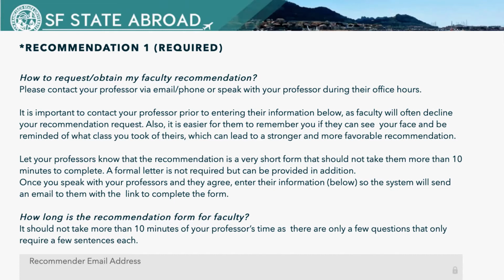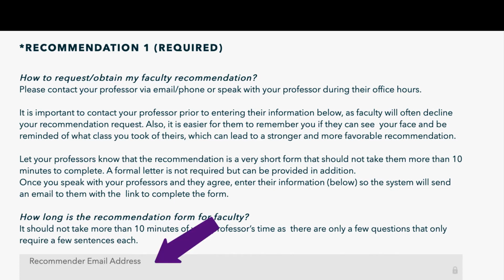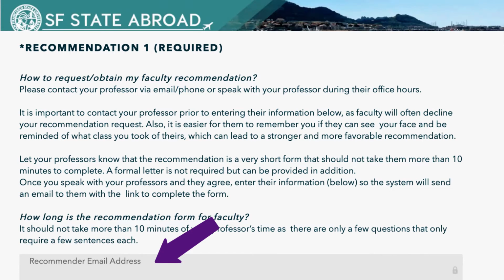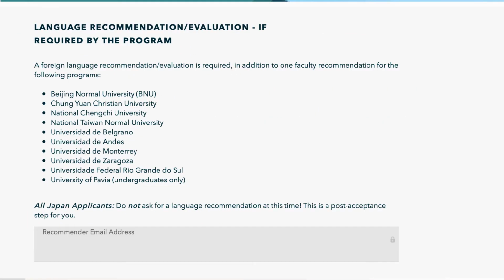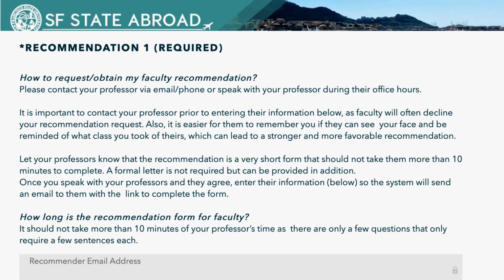Once you know which professor you want to recommend you, go into the application and enter their email address. The faculty recommendation is required for all programs. There is a handful of programs that may require the foreign language one. In addition, that's only true if your program requires 4 or more semesters of the language. Then you may have to do a language recommendation in addition to the faculty recommendation. But everyone needs to request at least one faculty recommendation.